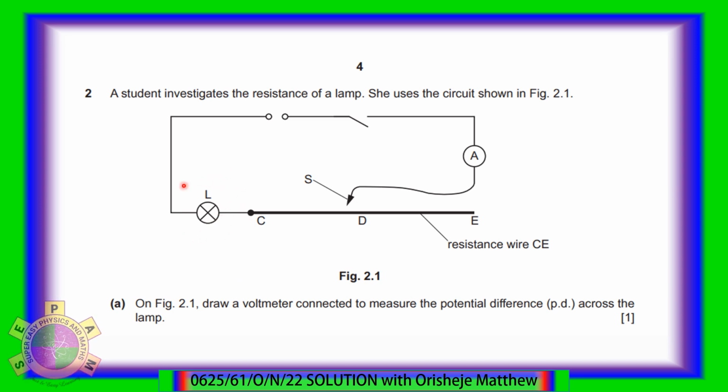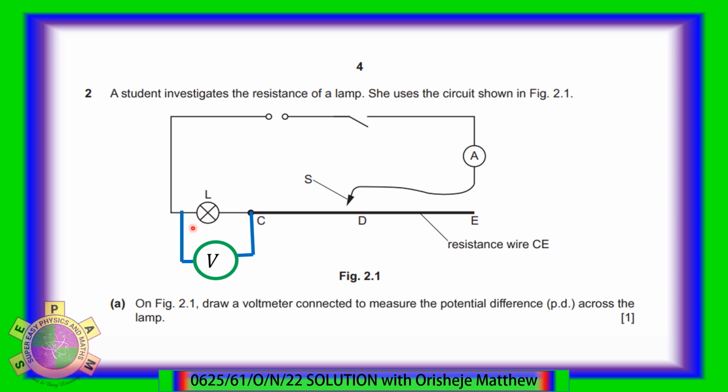Okay, and how do you get the resistance of this lamp? From Ohm's law, V is equal to IR. So if you want to measure the PD across the lamp, the PD also will be dropping in a similar proportion as the current is dropping. As you increase the resistance, the current will be dropping, so the PD across this resistor will also be dropping. So let's go into the question. It said draw a voltmeter connected to measure the PD across the lamp. So put a voltmeter. Voltmeters are always connected in parallel to the resistor that they want to measure the PD across.